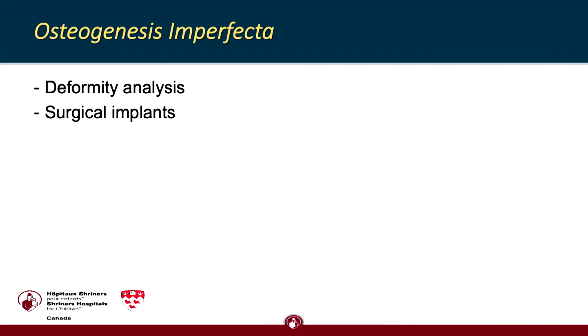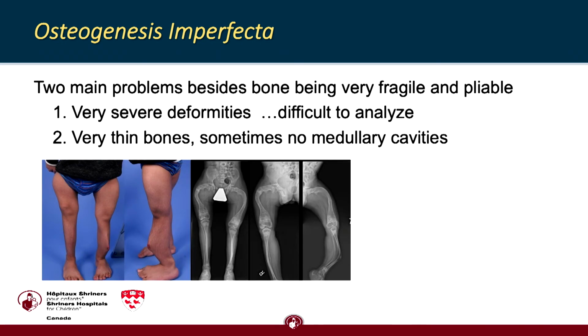OI, Osteogenesis Imperfecta, we're going to go through some basics of deformity analysis and surgical implants. We have a good experience at the Shriners Hospital in Canada. They're actually a very high referral center of OI, and they have a good multidisciplinary team over there. So two main problems with these patients. There are very, very complex and severe deformities, and they are difficult to analyze.